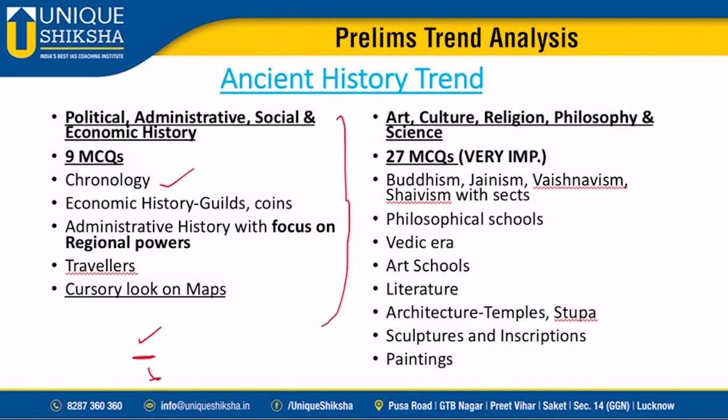Then economic history, guilds, coins, etc., and administrative history, particularly the regional part, like the land grants, etc. Now the focus on the Guptas as well as the Mauryan administration is not that much, although the political aspects are important for understanding it. But at this moment, when you have to start revising, time is not much, and the chronology itself will help in recalling that, and you can focus on the economic history as well as administrative history.